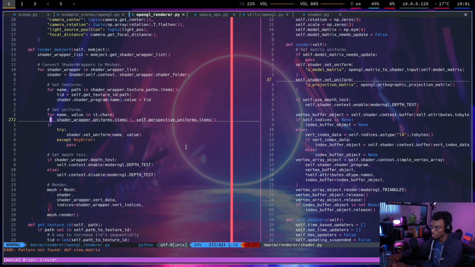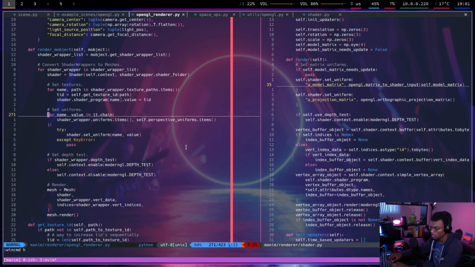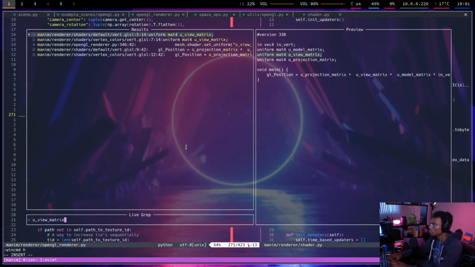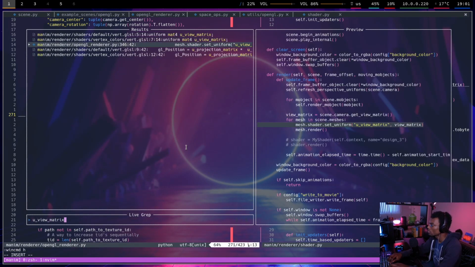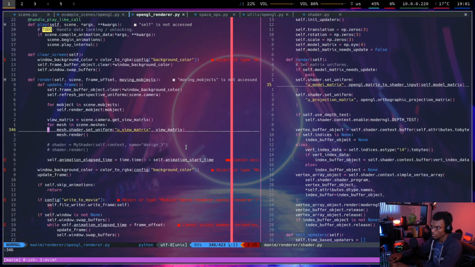Does it happen in this? Shader wrapper uniforms? Model projection. Where is it? It gets set in the OpenGL renderer. Isn't that where I was looking? 346? Okay, don't know why I didn't see that before. But it's passing in the view matrix.